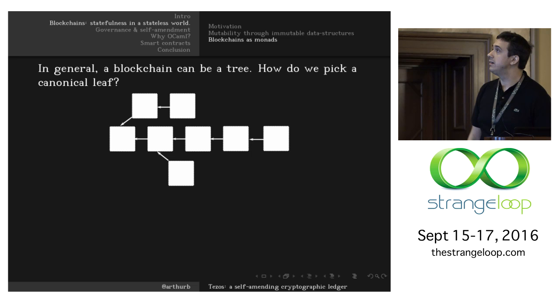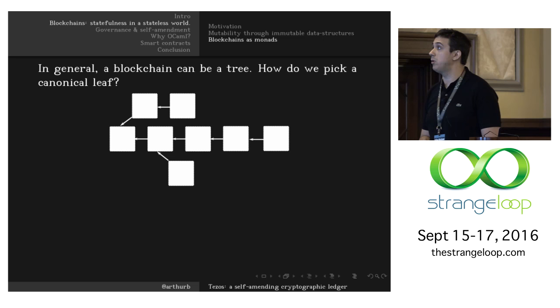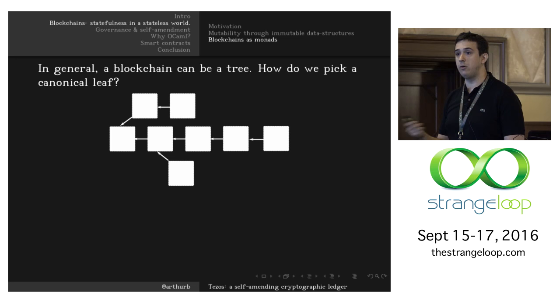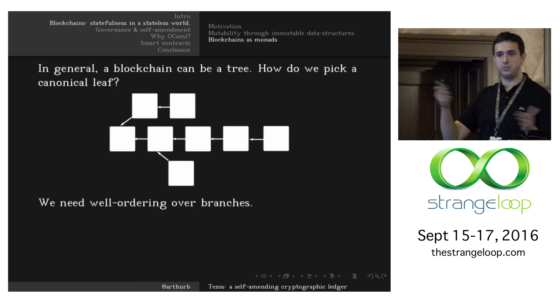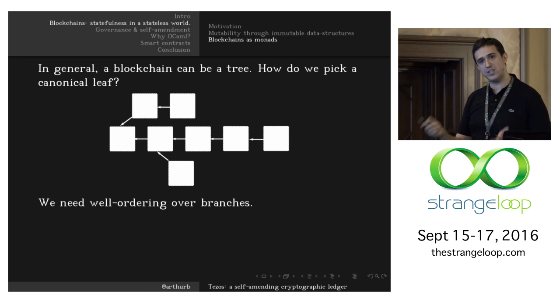OK, but in general, a blockchain is not a chain, it's a tree, right? People can add blocks wherever they want. And so how do we pick a canonical leaf on this tree? Well, the most general way to do that would be to have a well ordering over branches. You would have a function that would just look at two branches, and then would say, well, this branch is better than this other branch. But that's inefficient because you have to look at the entire tree in order to do that, and you don't necessarily know the entire tree.